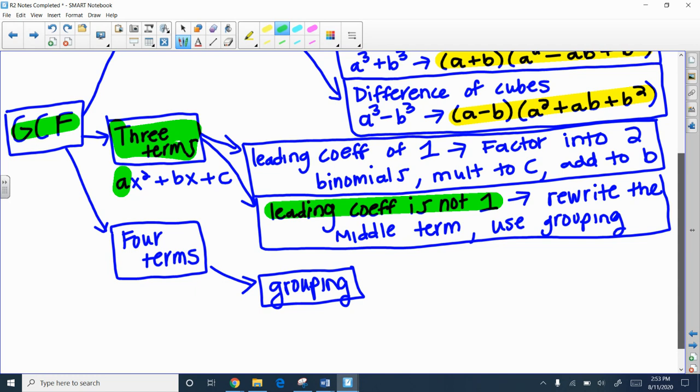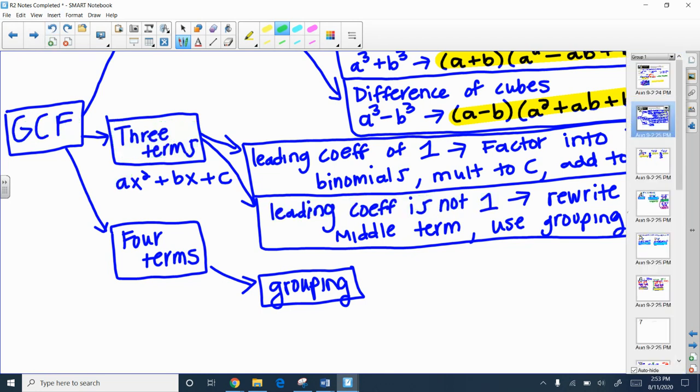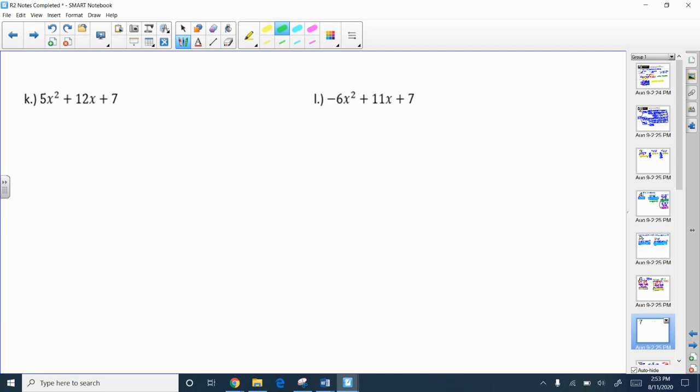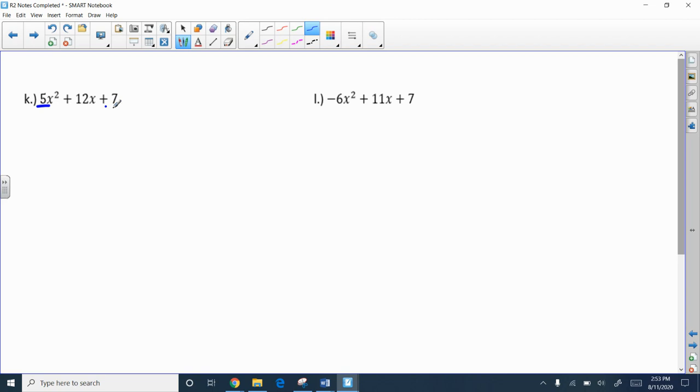So that's why we had to know how to use grouping, because we're going to have to use it on problems like this. All right, so let's go back to our example. When I have a leading coefficient that's not 1, I know I'm going to need to rewrite the middle term. First of all, this is in the form ax squared plus bx plus c. That's good to recognize what number is a, b, and c. But we're going to need to rewrite the middle term.